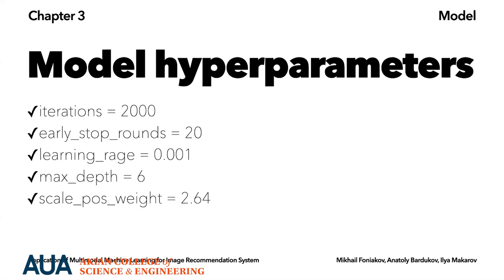I train my model with the following hyperparameters. Iterations is 2,000. It is the optimal number of iterations for training the model with such data. Early stopping rounds is 20. The algorithm stops training if the parameter dictates. Learning rate is 0.001. I need a small gradient step size. It helps to train my model more accurately. Max depth is 6. It is the optimal depth of the trees for a classification model. And scale_pos_weight is 2.64. As I have imbalanced data, I use the parameter with this value, which is equal to the ratio of majority class to minority class.